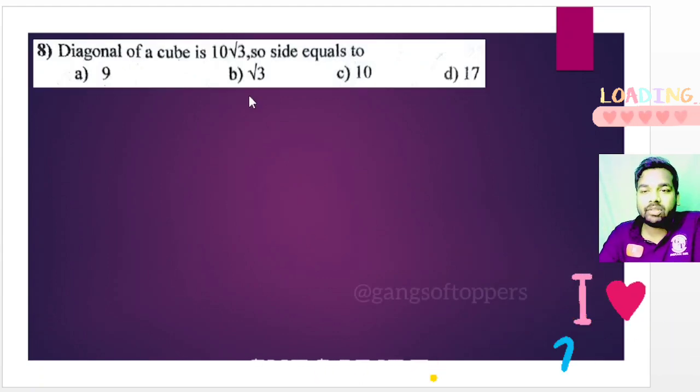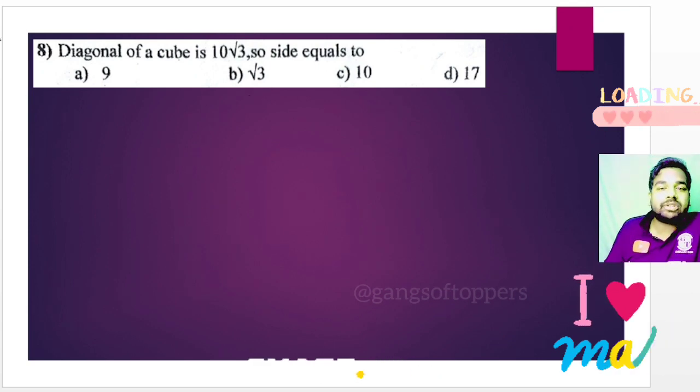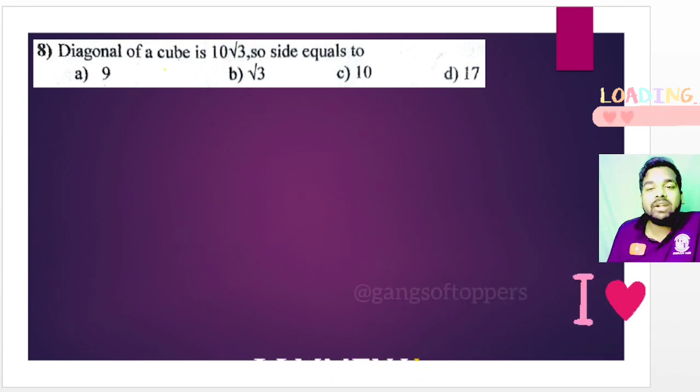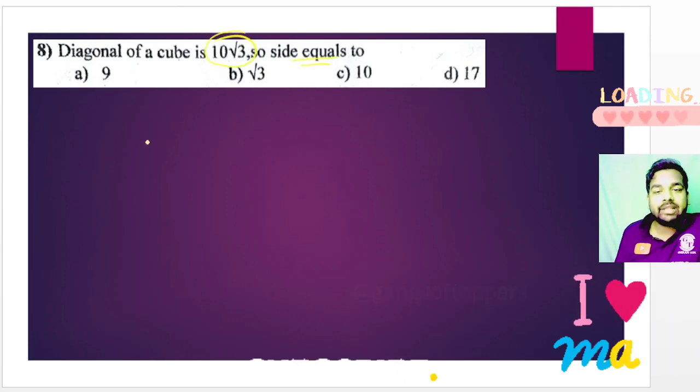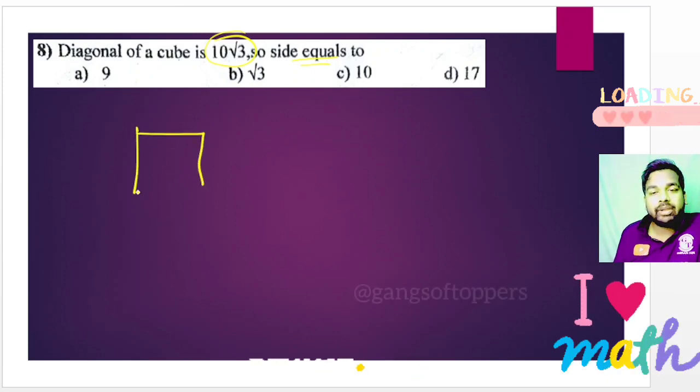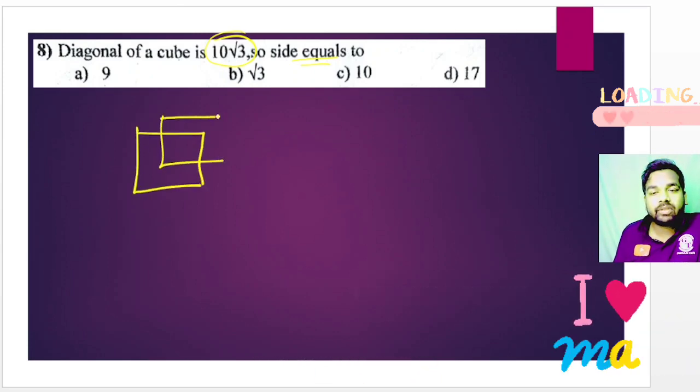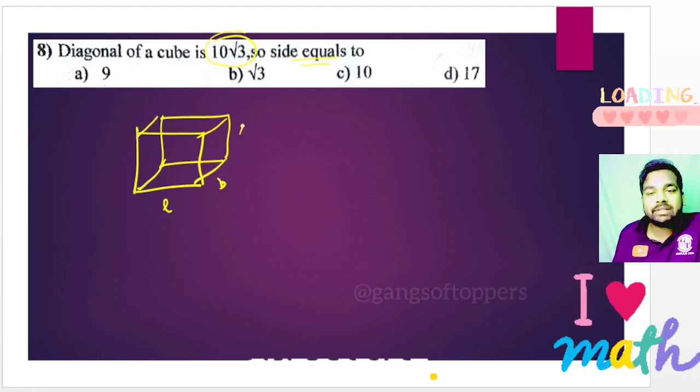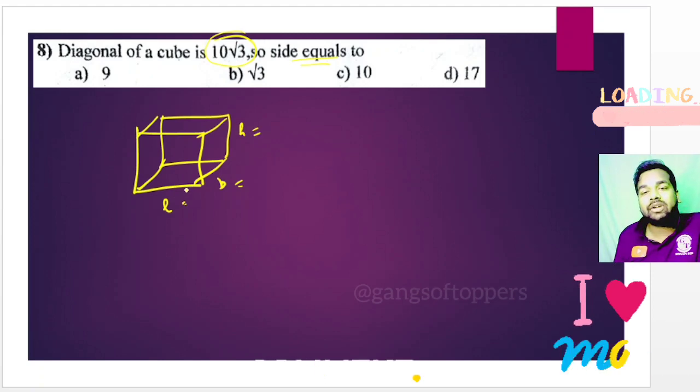Okay. Now the next question is also interesting: the diagonal of a cube is given and you are going to find the sides of the cube. I think everybody knows how to make the cube. This is your cube, and if you are talking about the dimensions, this is the length, this is the breadth, and this is the height. Everybody knows that the length, the breadth and the height of a cube are the same.